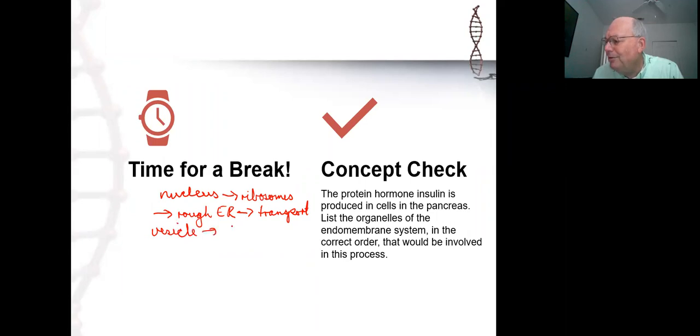which would carry it to the Golgi. There it would be modified, repackaged into another transport vesicle, which would carry it to its ultimate destination, which is the plasma membrane.